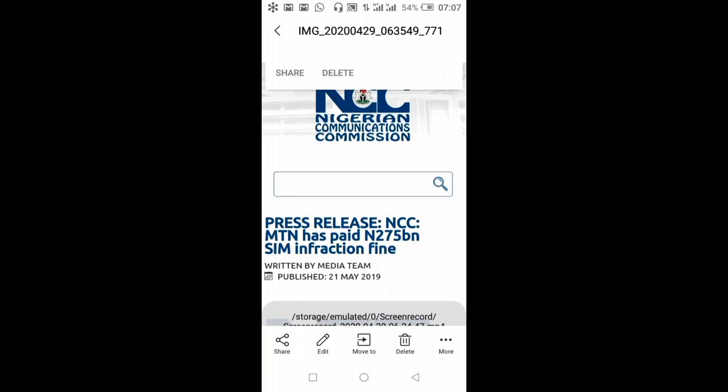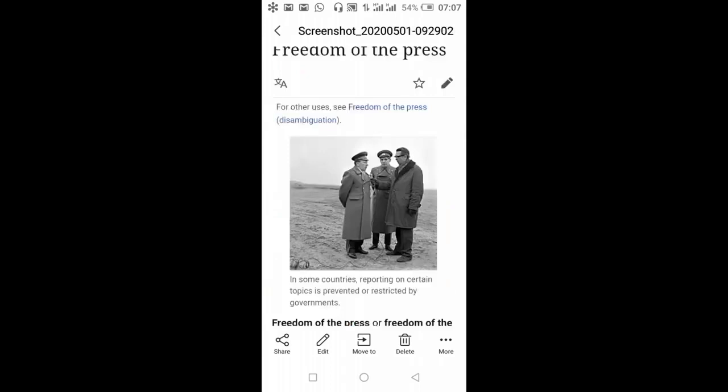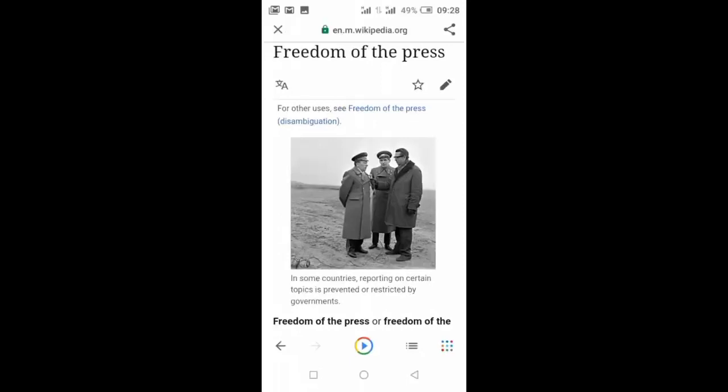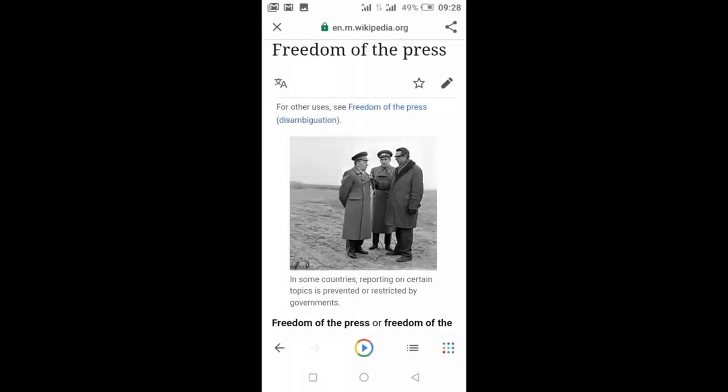Just go further to do your research. So quickly, we want to look at press freedom. It is very important for us in our final year as 400 level students to understand what press freedom is all about. Freedom of the press. We need to understand what it is all about.